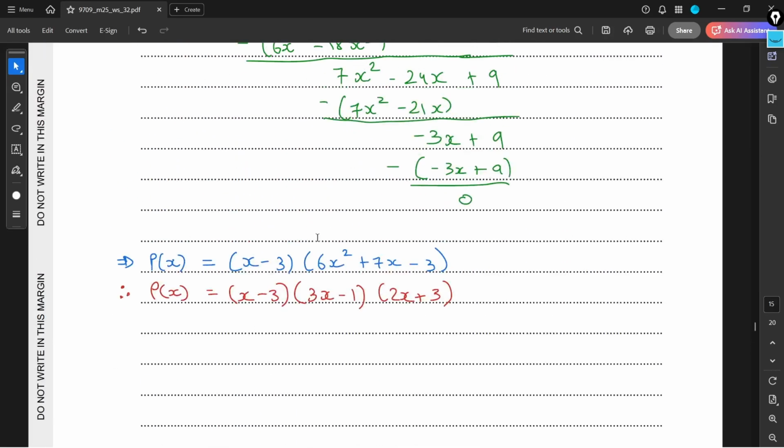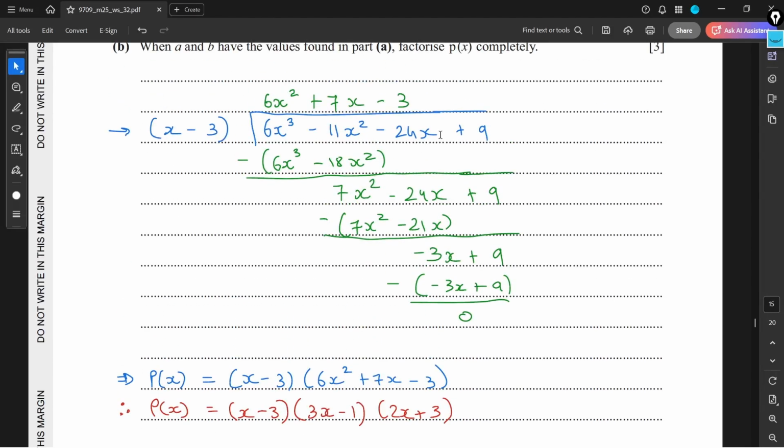And then because I know that from the cubic polynomial, the leading coefficient, that is the coefficient of x cube, is positive, it means that the cubic graph is going to look something like this. If the leading coefficient or the coefficient of x cube was negative, the graph would have looked something like this, right? So I know that my graph is going to look something like this, so I'll be sticking with that.